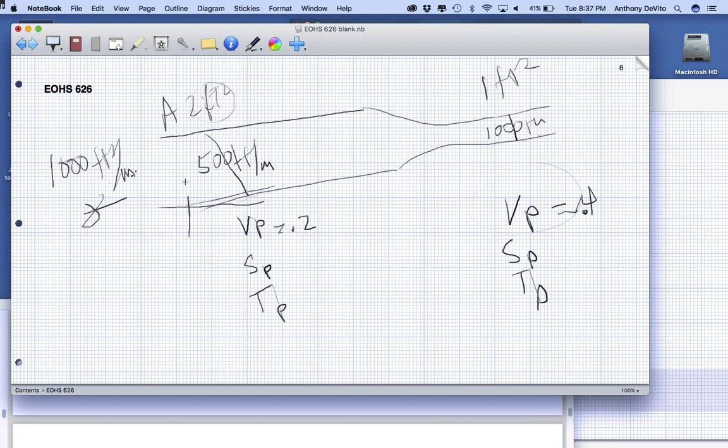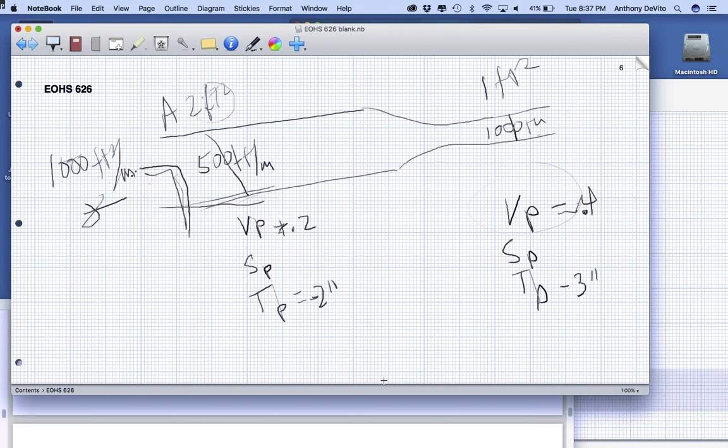Well, if I put a pitot tube in here, what does the pitot tube give me? It gives me the total pressure, right? So say I tell you that the total pressure here is equal to the velocity pressure plus 0.2 plus 0.4. Okay, the total pressure here is negative 2 inches. Total pressure here is negative 3 inches.